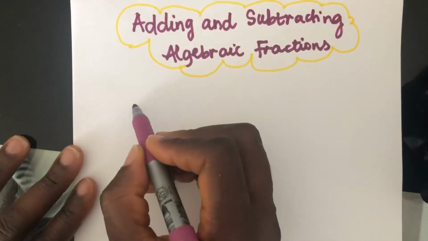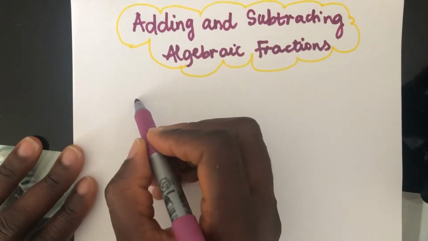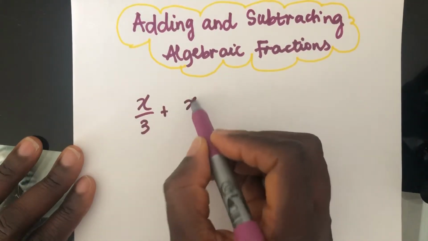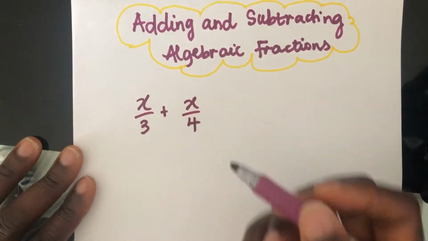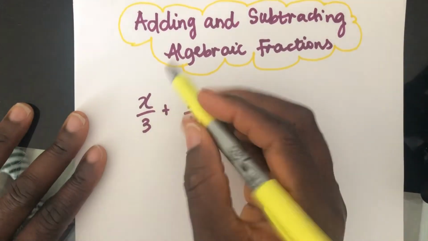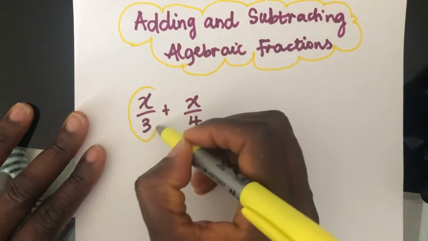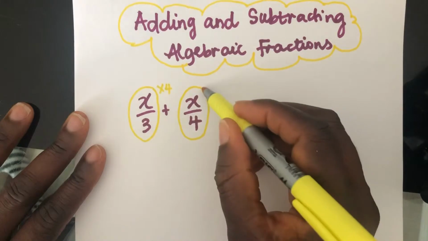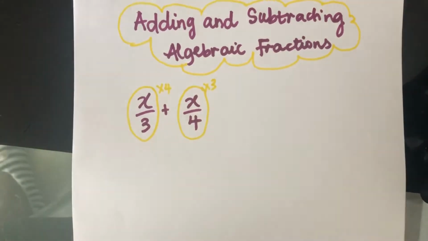My first example is going to be a very basic one, like x over 3 plus x over 4. Here I've got 3 on the bottom and 4 on the bottom, and I want to try and make them the same. So I'll do that by multiplying this fraction by 4 and then multiplying this fraction by 3. That's going to make them all have a denominator of 12.